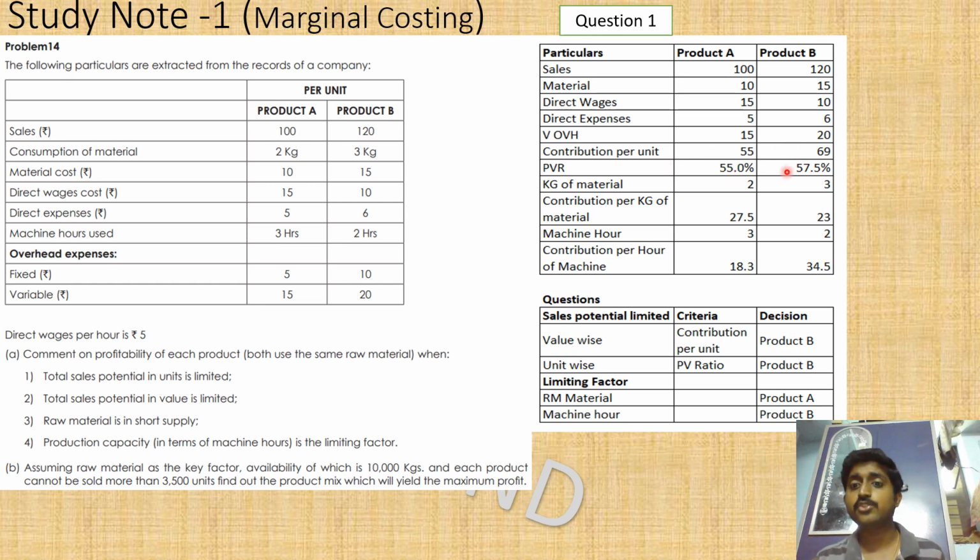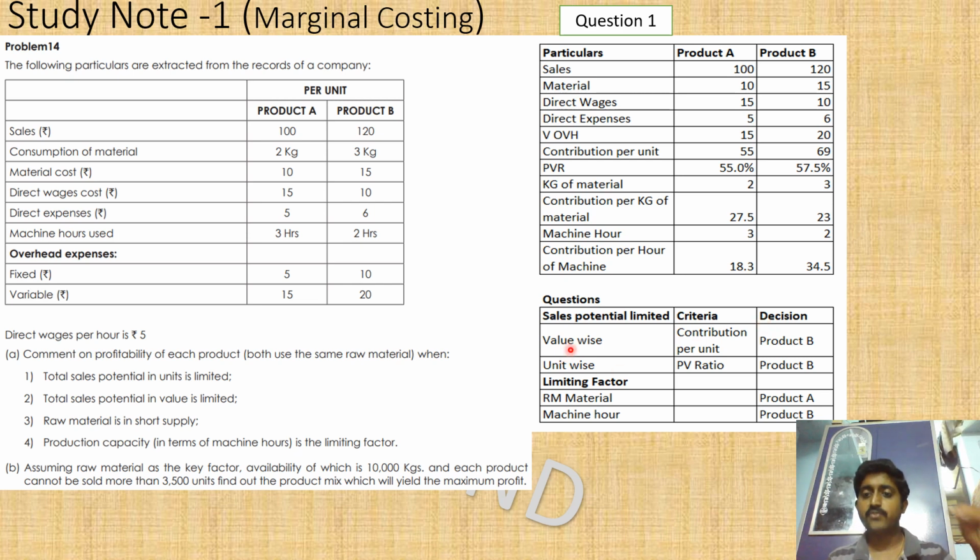PV ratio is also higher for product B. It will not always happen, guys, because PV ratio is contribution per unit divided by selling price per unit. But this time, surprisingly, for product B contribution per unit is also higher than product A, and PV ratio is also higher than product A. So in this question here there is no problem.